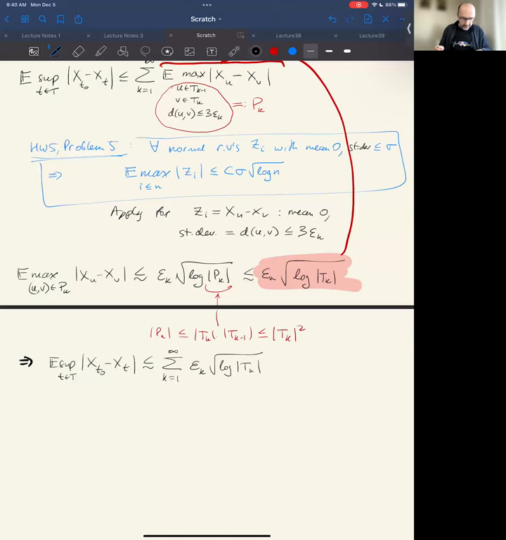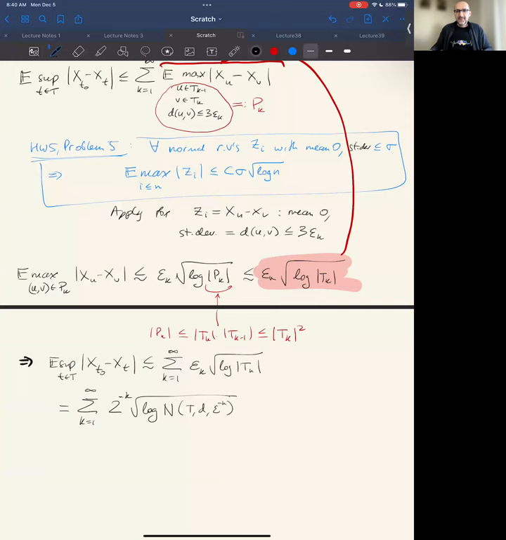Okay, so now let's try to manipulate this into a more convenient form. Let's remember what these epsilon k's were. They were 2 to the minus k. That's how we set up the scale, 2 to the minus k. And what's Tk? Yeah, we chose each Tk as an epsilon net of that cardinality. And we have this long sum.